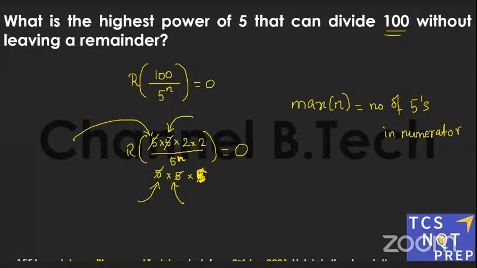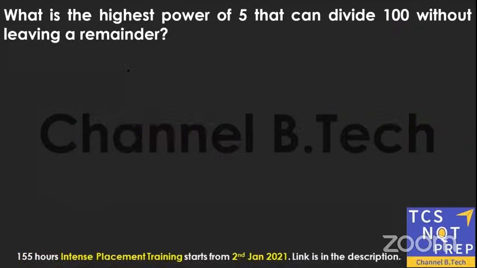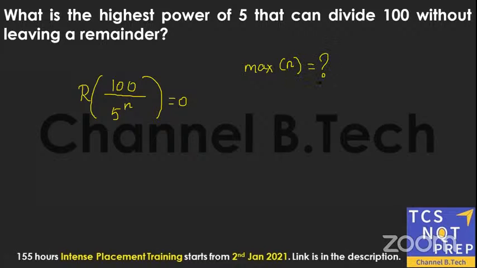Okay, done. So I'll repeat this one more time because this is the very basic of this particular model, so that you will understand the basics properly. They are asking the remainder of 100 divided by 5 raised to the power n should be equal to 0. In this case, what is the maximum value of n? Okay, the maximum value of n, that is what they are asking.